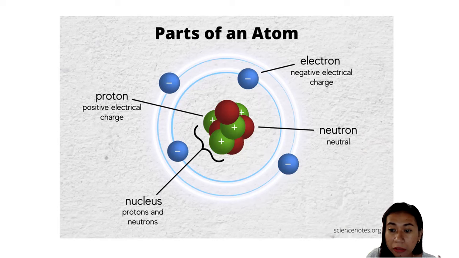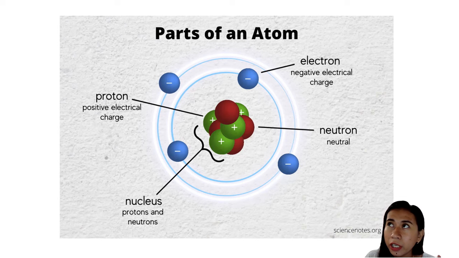So these are the parts of the atom. First, we have the nucleus, of course, and in the nucleus are the protons and the neutrons. Protons, with the letter P, are positively charged. Neutrons are neutral, with no charge at all. And 99% of the mass of the atom is in the nucleus. Surrounding it, in different energy levels and orbitals, are the electrons, which are negatively charged. So those are the parts of the atom.